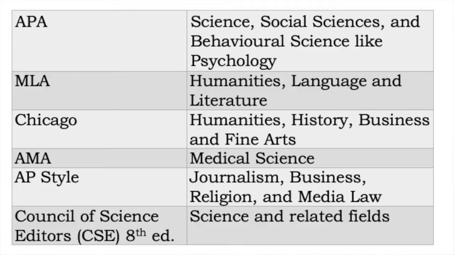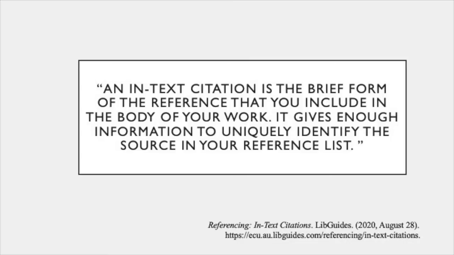Okay. Now, let us come back to in-text citation. What is an in-text citation? An in-text citation is a brief form of the reference that you include in the body of your work. It gives you enough information to uniquely identify the source in your reference list. Or in other words, these are indications of the source from where we have taken the information.